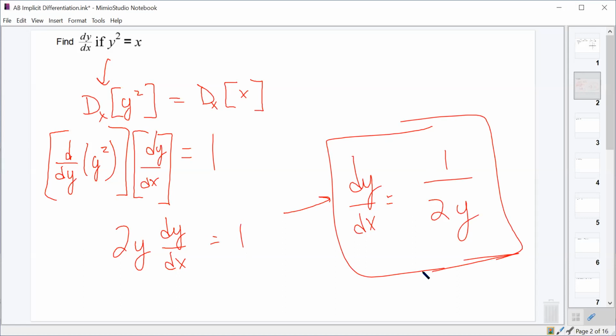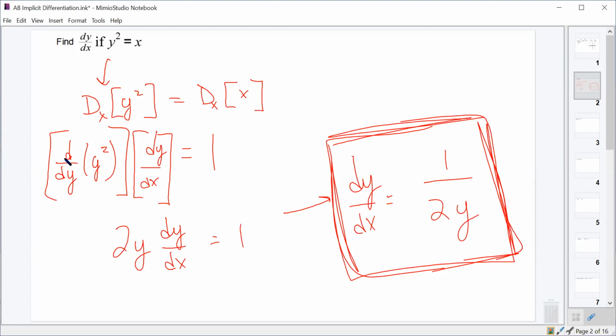Any questions on that? Everybody okay with that? Did you get the derivative of y squared with respect to y? How did I get that? Yeah, so that's basically the chain rule.